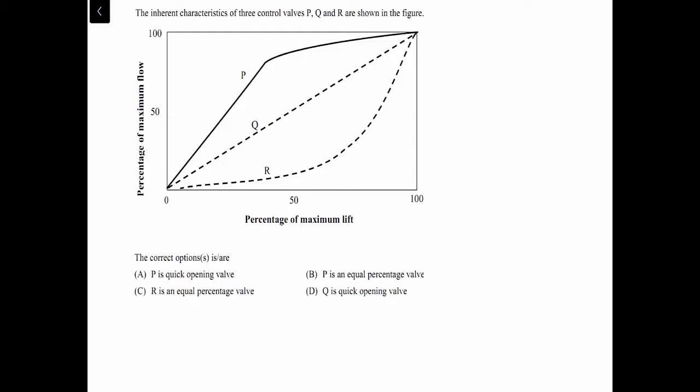This question is from Process Control and Instrumentation, GATE 2021 Chemical Engineering. Okay, so this is a graphical question. This question is directly, as it is, from the Coughanowr book. If you have read it, this is a recommended book for chemical engineering for the subject.